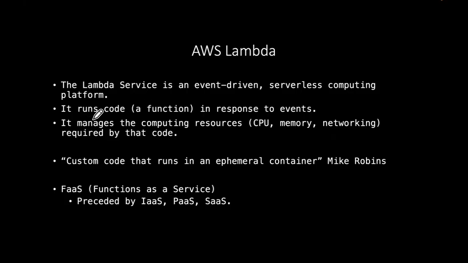So the Lambda service also manages the computing resources that your function may need in order to execute. Clearly, the function is going to need some virtual CPU power. It's going to need some RAM. It's going to need some network capacity. So the Lambda service will provision those resources for us, for our function, in order for our function to execute.